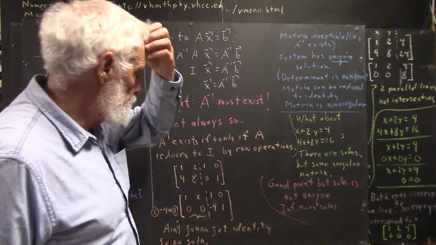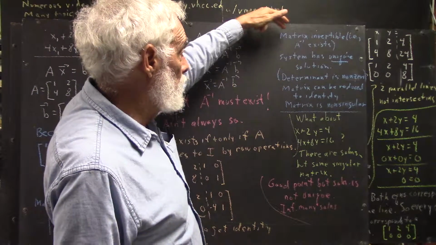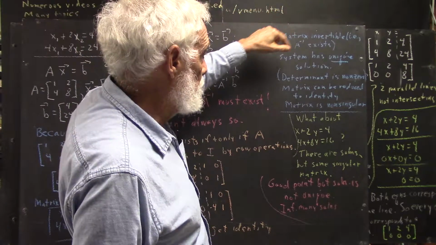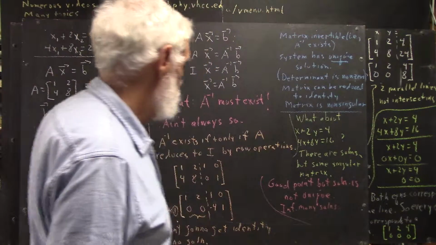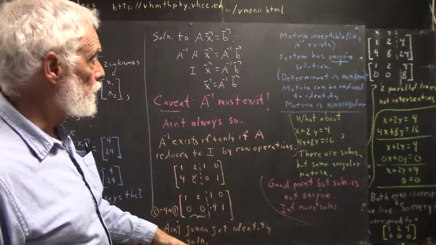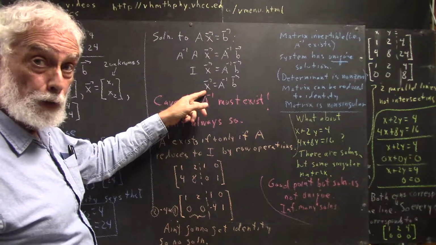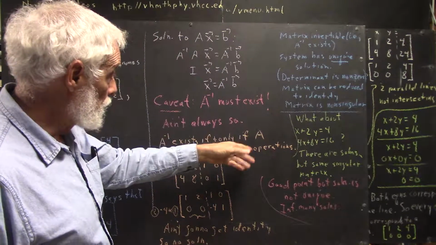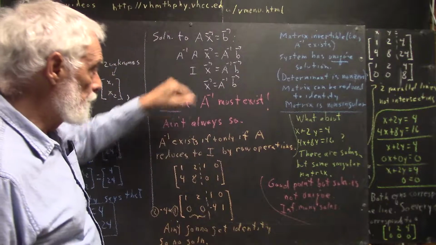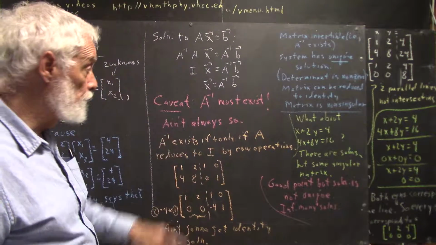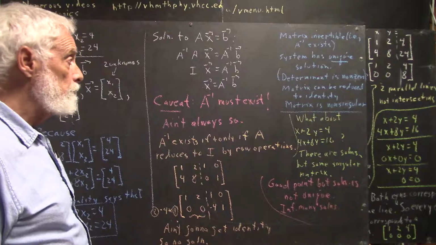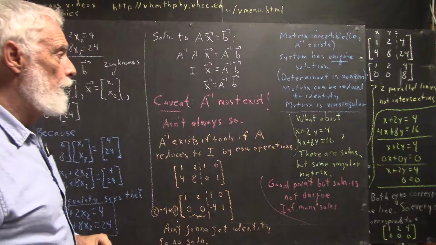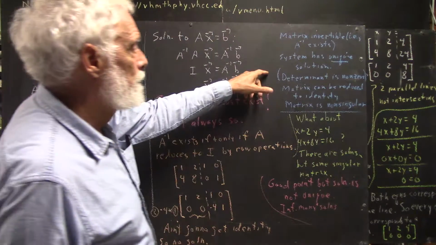Well, we make a few statements now. A matrix is invertible is equivalent to saying the system has a unique solution. Because if the matrix is invertible, then you do get a unique solution for X. The inverse matrix times B just gives you one column vector, and its components have to be the same as the components of the X vector. So there's just one solution. The system has a unique solution. I just said that. The determinant is non-zero.